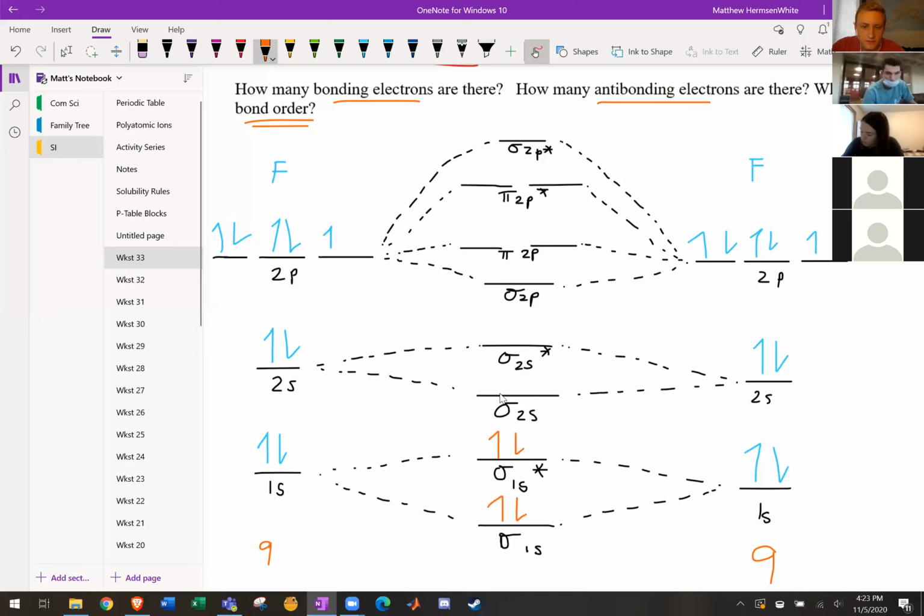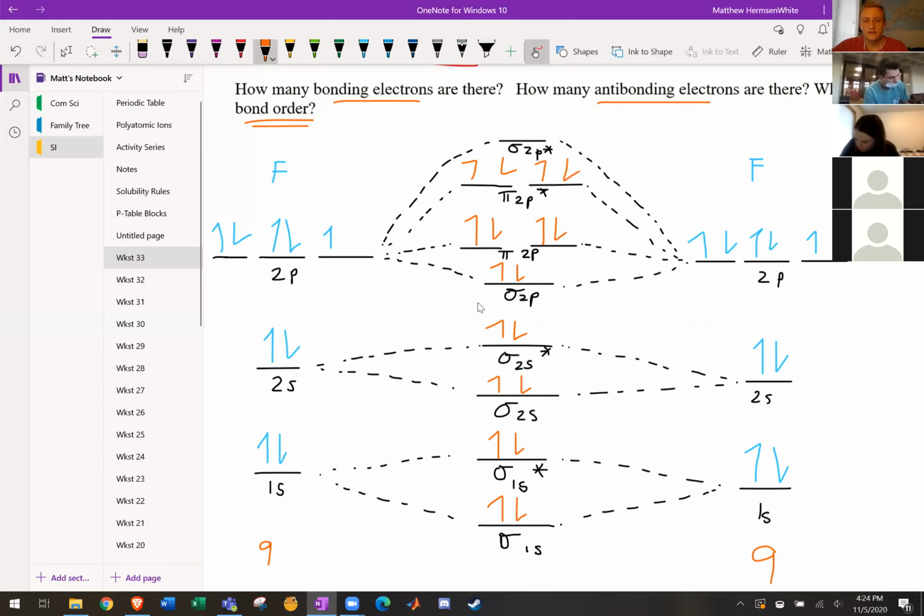Okay, so let's do this one together. And if you're still filling, just make sure you're filling them in the same way that I'm doing it. So we have 18 total arrows. So we have 1, 2, 3, 4, 5, 6, 7, 8, 9, 10, 11, 12, 13, 14, 15, 16, 17, 18. So following the same rules, 1 in each box before you put 2, and then just moving up the tower. So now we have our completed molecular orbital structure.